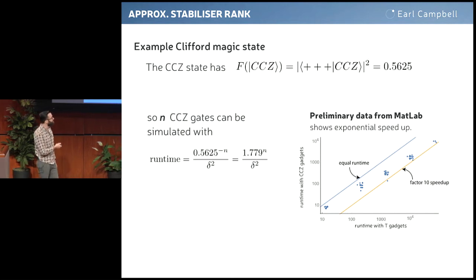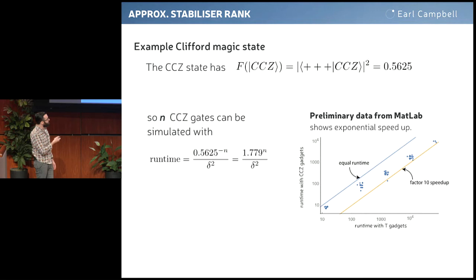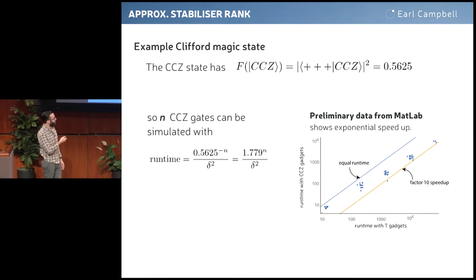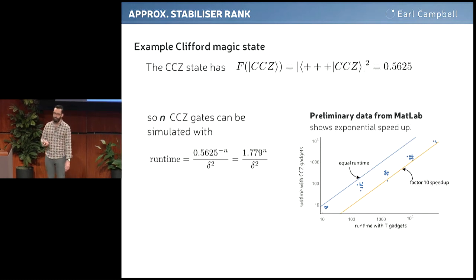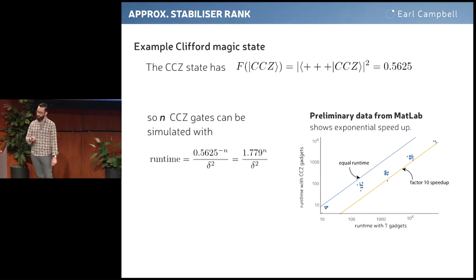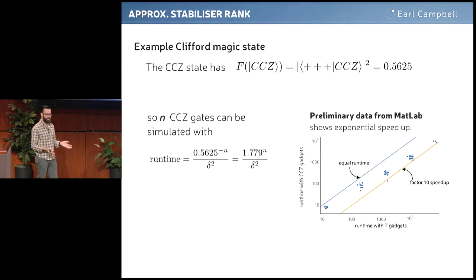And what we see is that we've got these scatter points going up here. And if the two simulation methods compared the same, we'd have equal runtime. But actually, we have another line here, which would be exactly a factor 10 speed up. And at the moment, our numerics are around the regime where we're seeing a factor 10 speed up. But we think we can probably look at larger systems, and then the speed up would be greater, because the difference between using T gadgets and CCZ gadgets is exponentially separated.